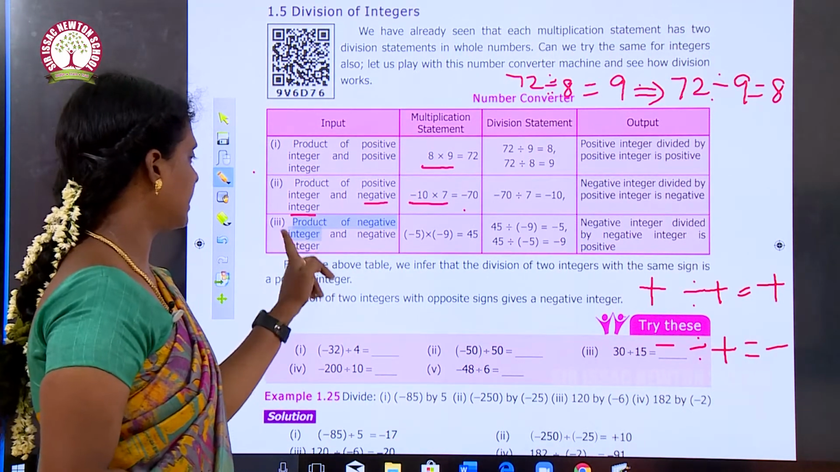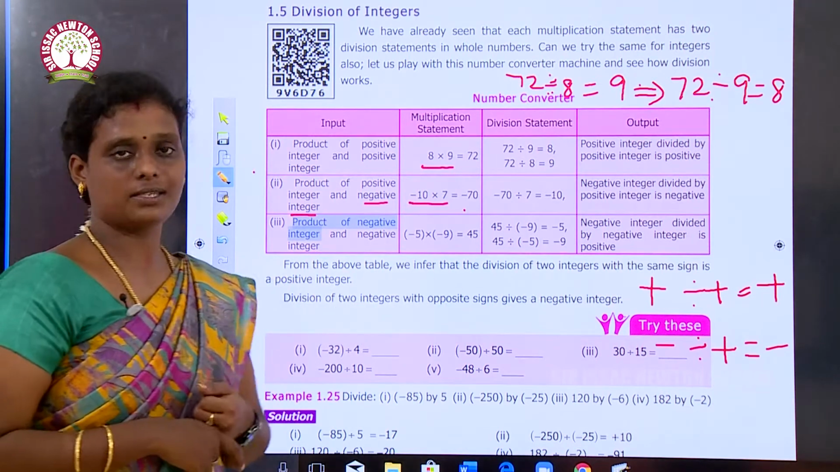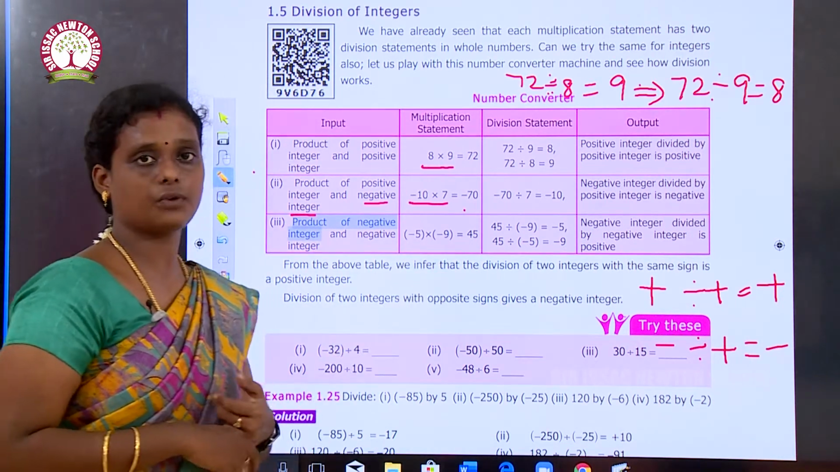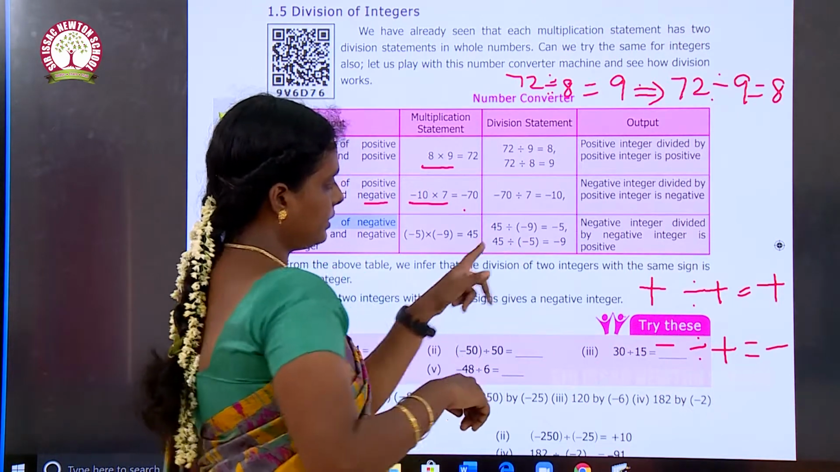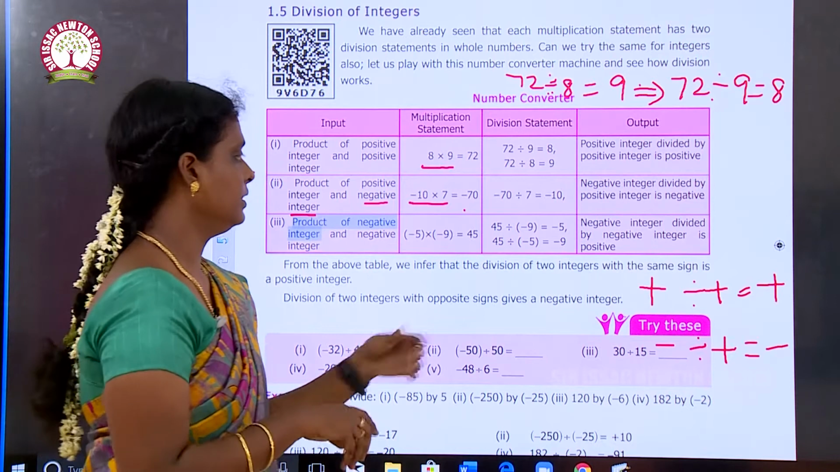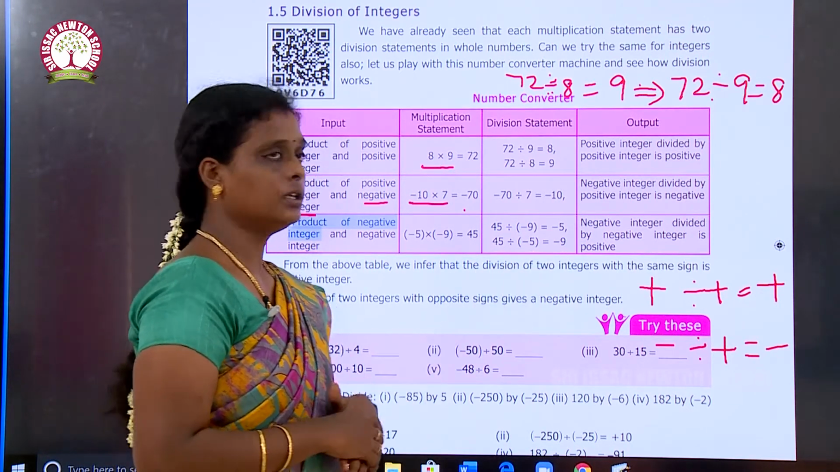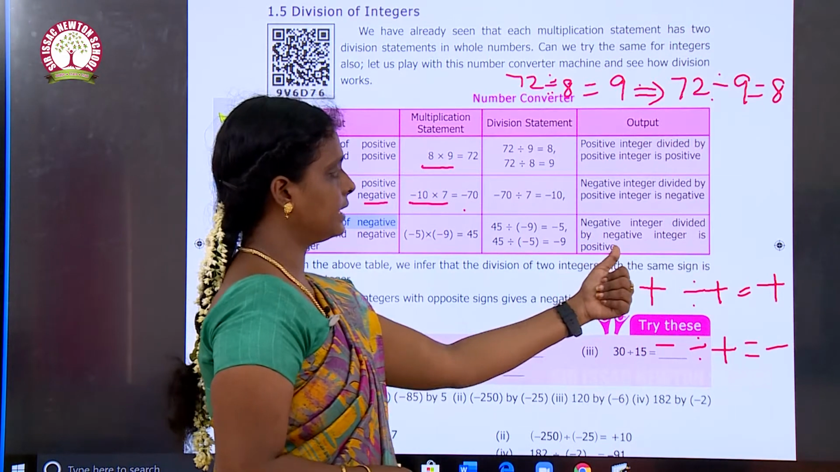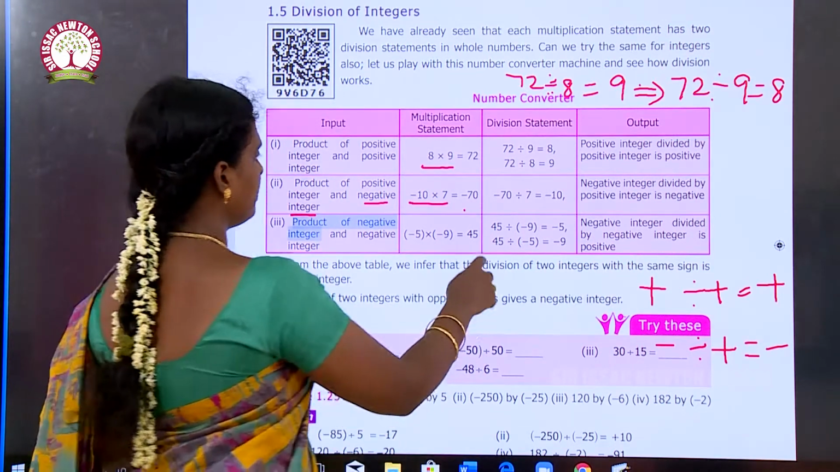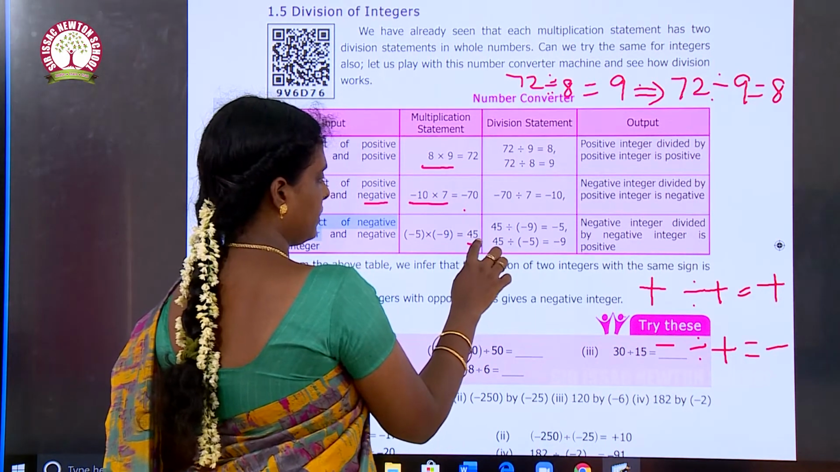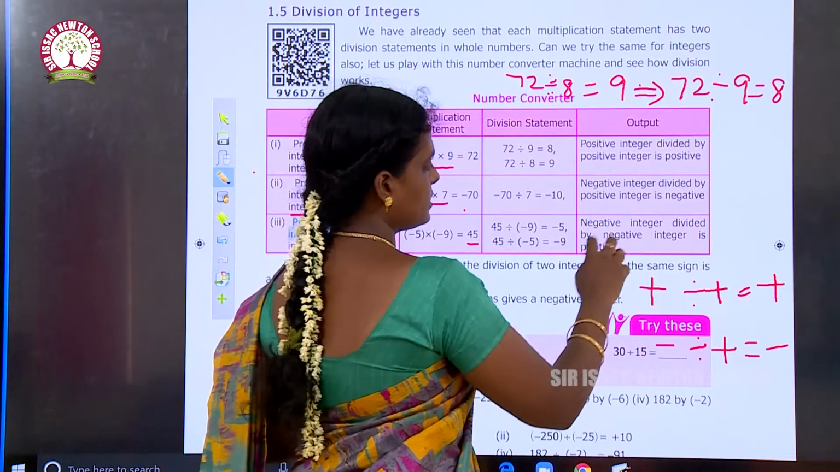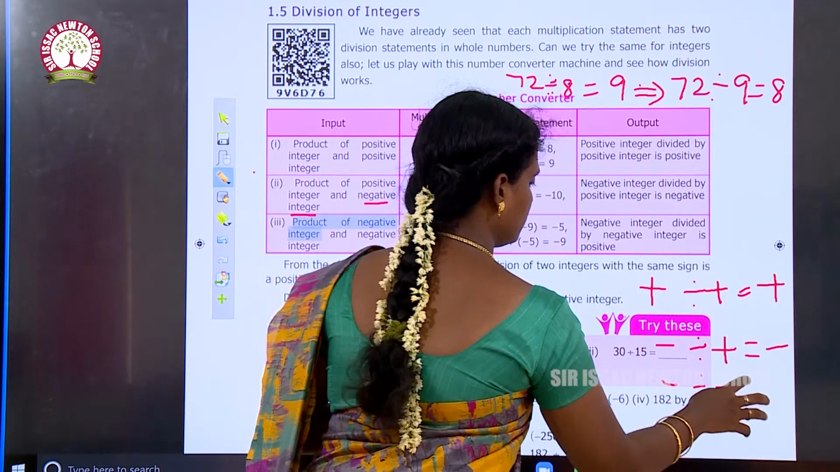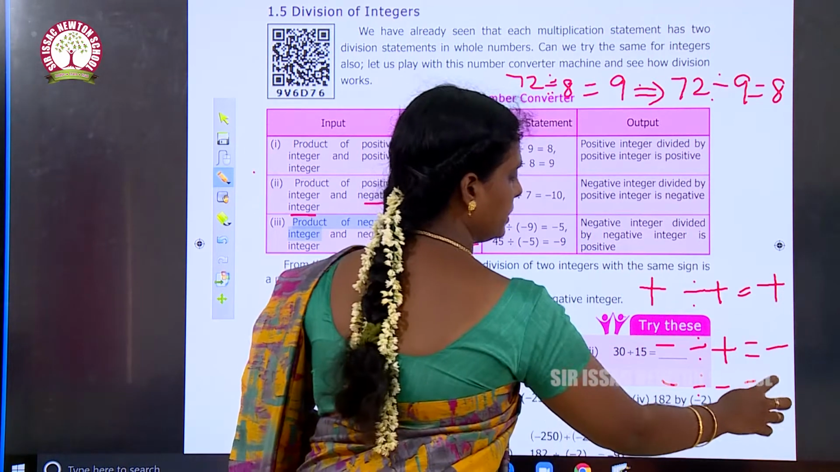And the last one, product of negative integer into negative integer is positive, okay? So see, minus 5 into minus 9, minus into minus is plus, so plus 45. And what about the division? 45 divided by minus 9 is equal to minus 5, and 45 divided by minus 5 is equal to minus 9. So negative integer divided by negative integer is positive. So here they have made a mistake actually. So the answer is 45, okay? So negative integer divided by negative integer is positive. So this is the last rule, okay? Negative integer divided by negative integer will be positive.